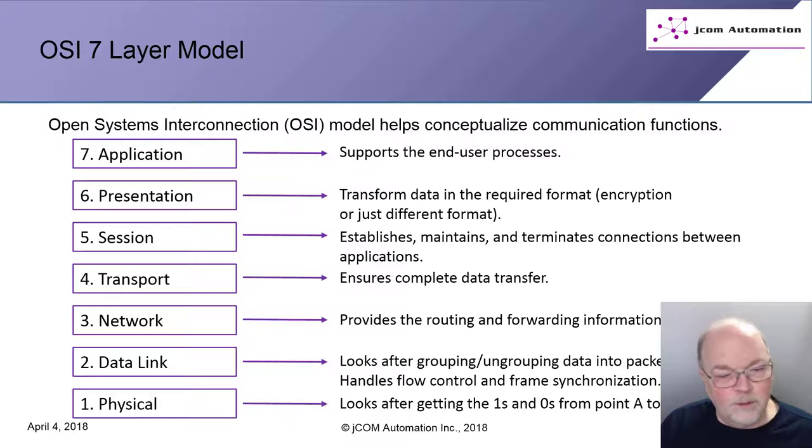Level 1 is the physical layer. It looks after getting the ones and zeros from point A to point B. The data link layer looks after the grouping and ungrouping of the data into packets. It also handles flow control, frame synchronization. The network layer provides routing and forwarding information. The transport layer ensures complete data transfer. Session establishes, maintains, and terminates connections between applications. The presentation layer transforms data into the required format. Encryption, for example, is just a different format. And the application layer supports the end user processes.